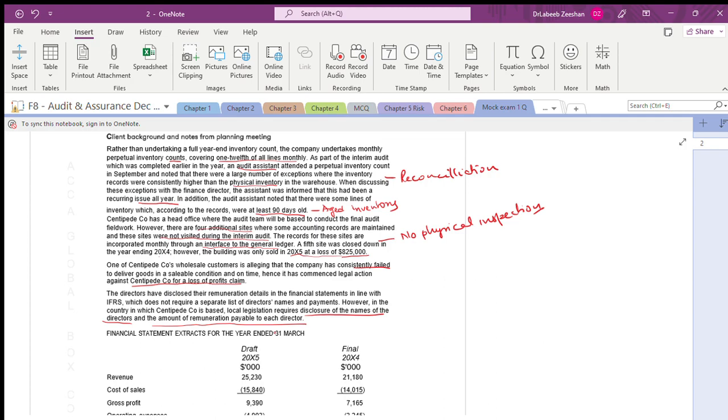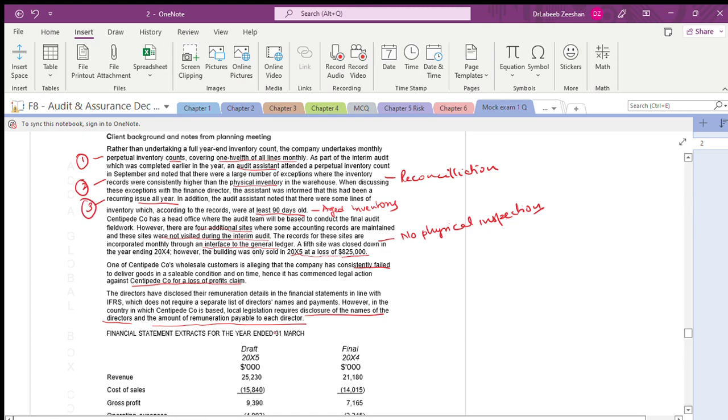What they are saying is that there is an audit risk. The audit risk is that you are covering 1/12 of the lines a month. This is one of the audit risks, and you have to make a response. Inventory is consistently showing a difference between the records and the physical inventory, and we were informed this has been happening all through the year.